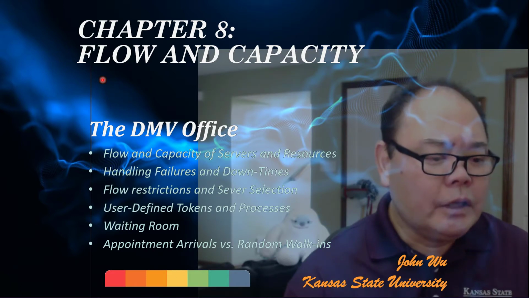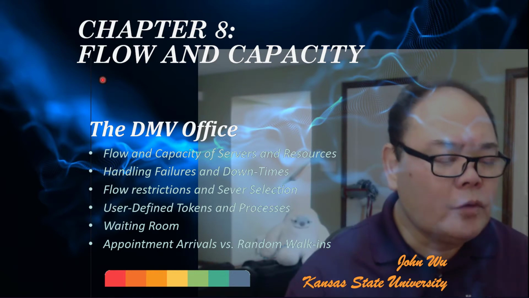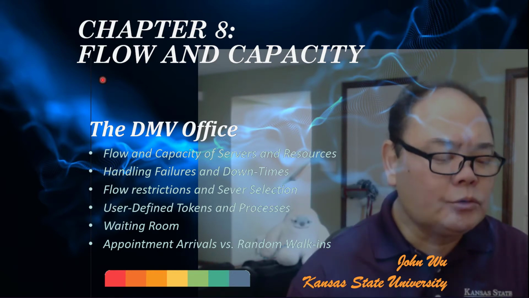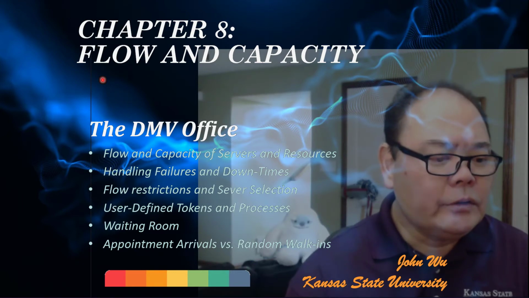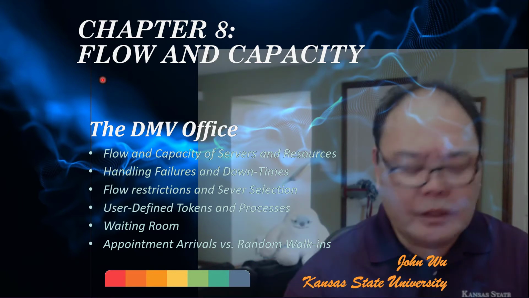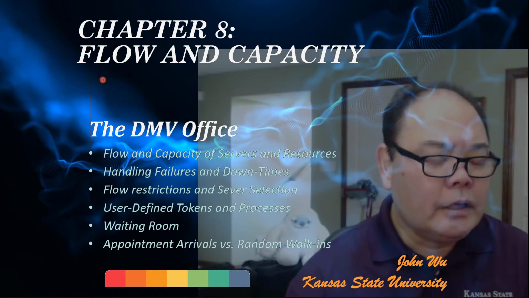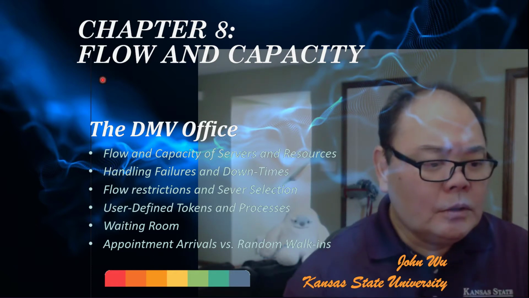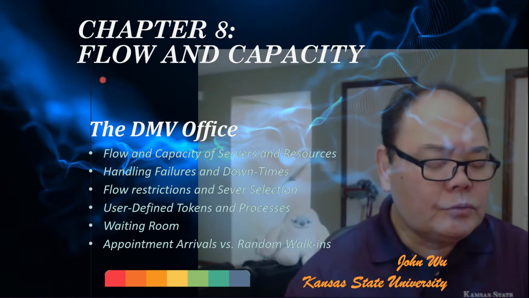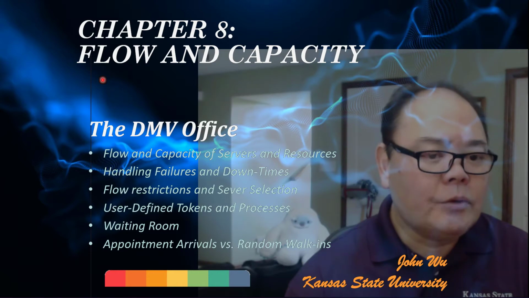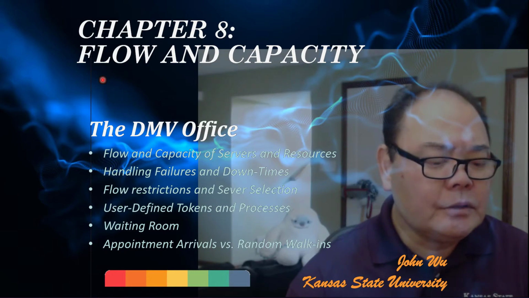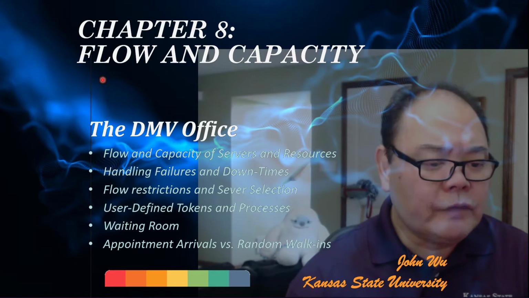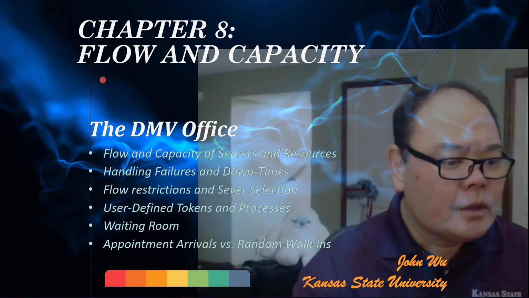Okay, and also we talk about, once we have multiple servers and parallel servers, how to restrict the flow, which means we're going to form a so-called waiting room. All the applicants come into the DMV office and wait in the waiting room, and they go into the server only if the server is idle or available. In this portion we also repeat some of the concepts from the last lecture, using so-called user-defined tokens, and define a process using this user-defined token.